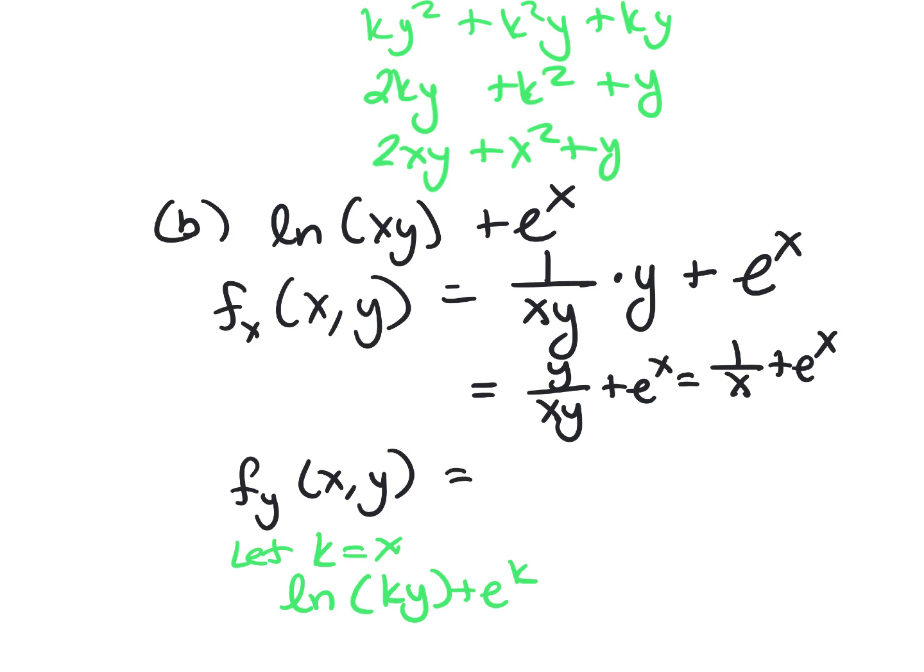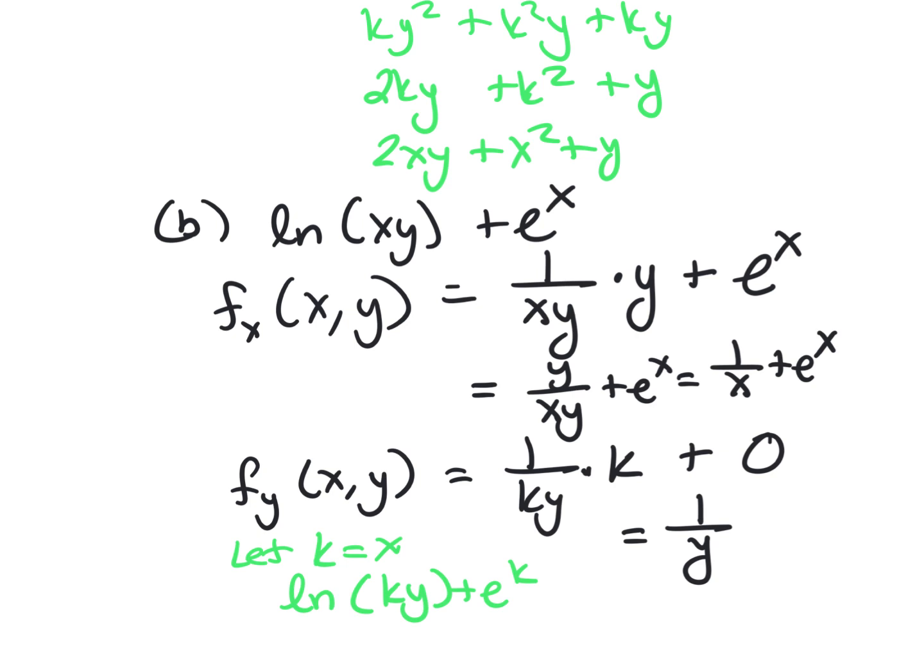All right, so we do 1 over ky times the derivative of that, which would just be k. Again, think of k as just a number here, plus the derivative of e to a number is just 0, because e to a number is just a constant. So this would be just 1 over y. We didn't even have to go back and plug in what k was, because the k canceled. If we did have to plug it in, remember it's just x.